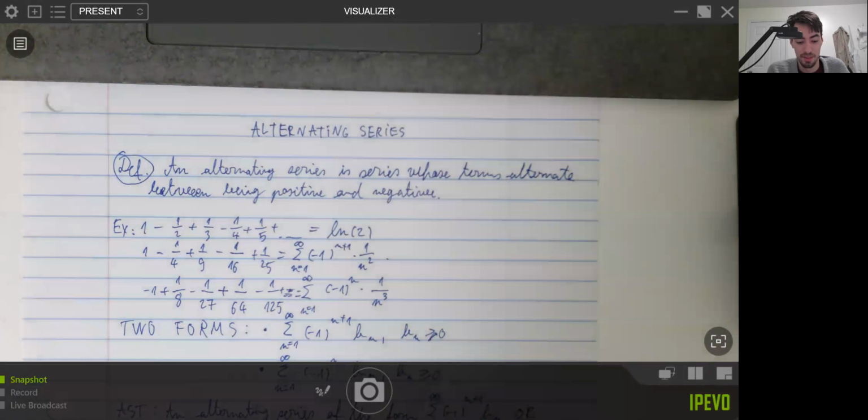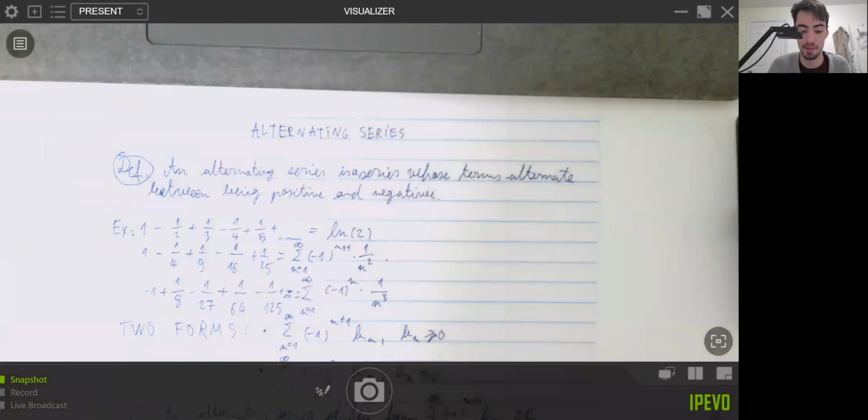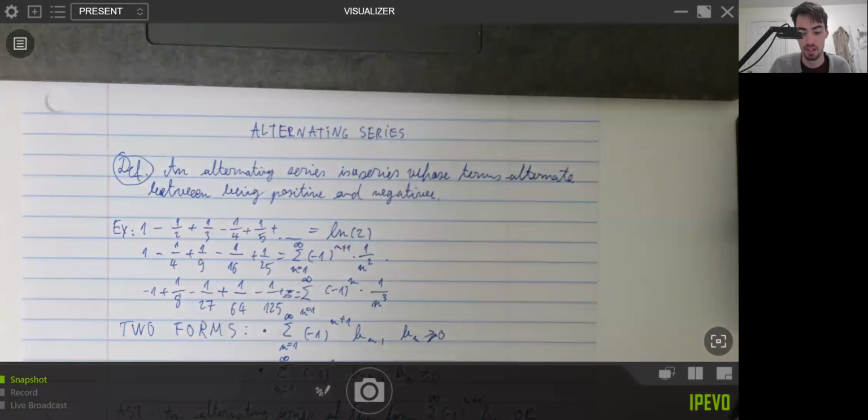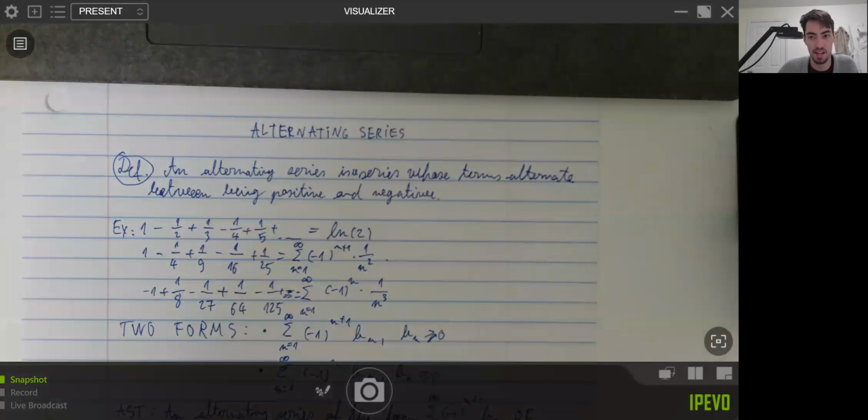Let's start with the definition. An alternating series is a series whose terms alternate between being positive and negative. As opposed to most series we've been studying, you have to have negative terms in these kinds of series.